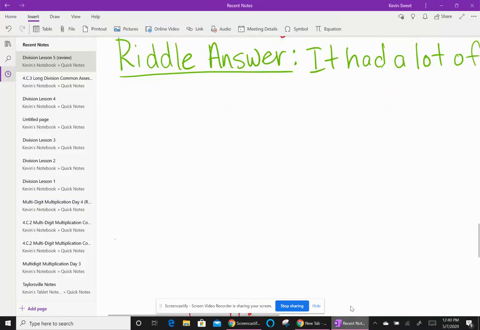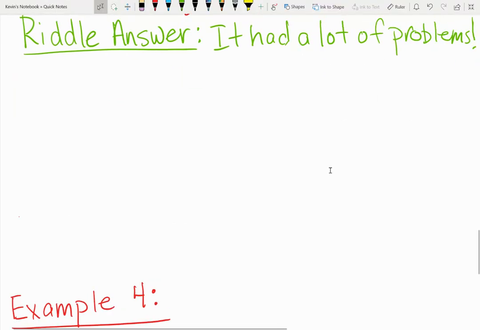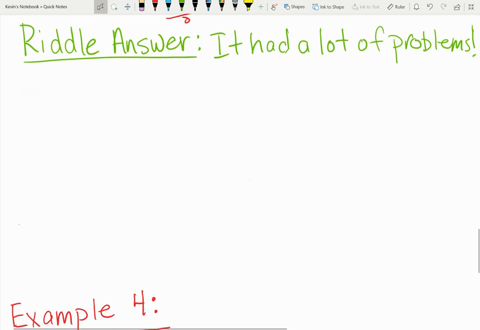Now I have the riddle answer. I'm not putting it at the very end. I'm throwing it right in the middle. So your riddle answer is this. It had a lot of problems. Ha ha ha. I thought that was a good math question. So yeah, it had a lot of problems. That is a real answer.